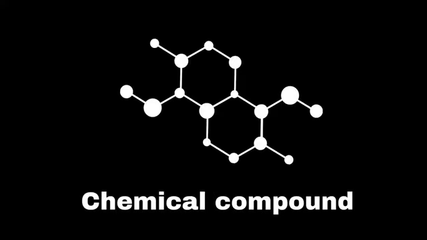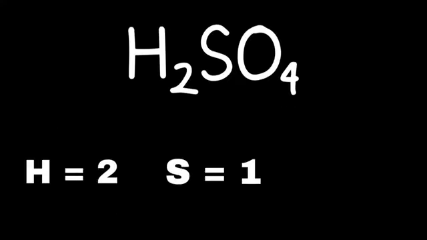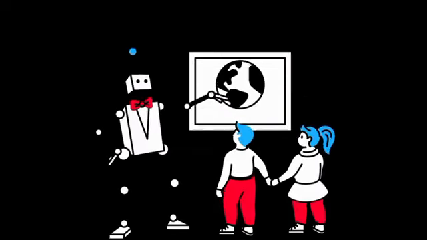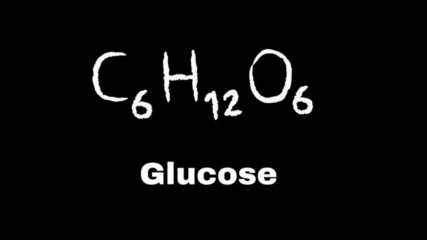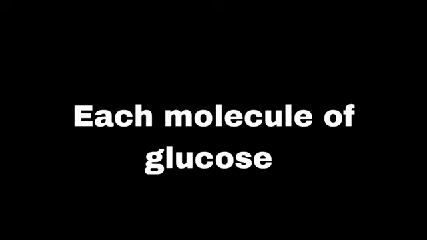Molecular and empirical formula. The molecular formula of a compound shows the exact number of each type of atom in a molecule. It provides the actual composition of the molecule. For example, the molecular formula of glucose is C6H12O6, which indicates that each molecule contains 6 carbon atoms, 12 hydrogen atoms, and 6 oxygen atoms.